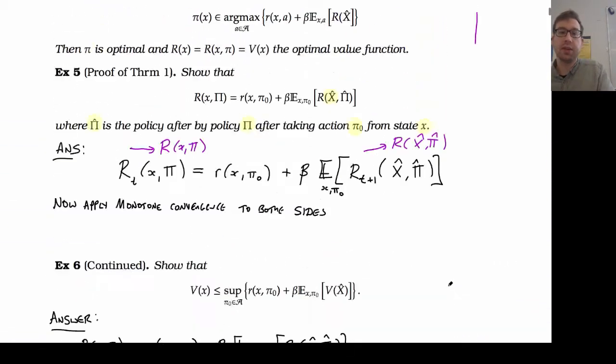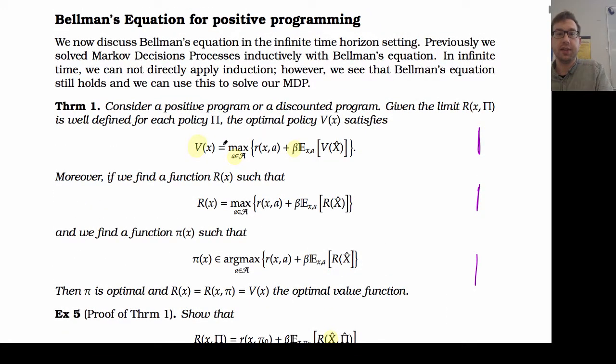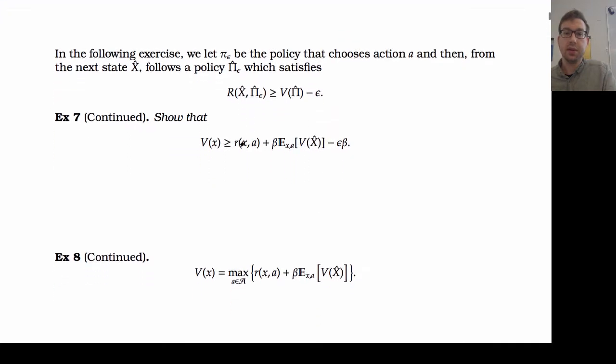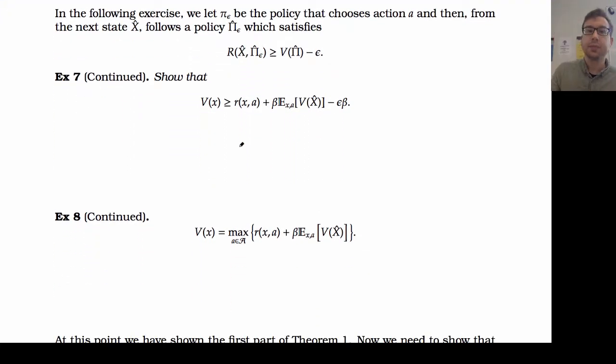Now we've got to prove the inequality in the other direction. We've got this less than or equal to that, and now we need to show that v of x is bigger than this. So in the following exercises, where we continue to give the proof, we're going to let pi epsilon be the policy that chooses action a, and then from then on, in the next state, x hat, chooses a policy pi epsilon, which is within epsilon of the optimum. Excuse my typos, this should be x hat in here, so there's a typo there.